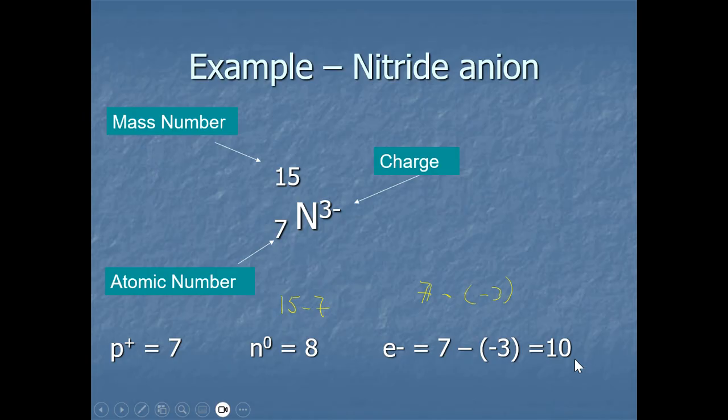I have 10 electrons. So you should be able to, after this lesson, understand and know the structure of any atom or isotope, identifying the number of protons, neutrons, electrons, knowing what the mass number is, knowing what the atomic number is, and knowing what the charge is. Hopefully that helped. That's the end of this lesson, lesson number 9.